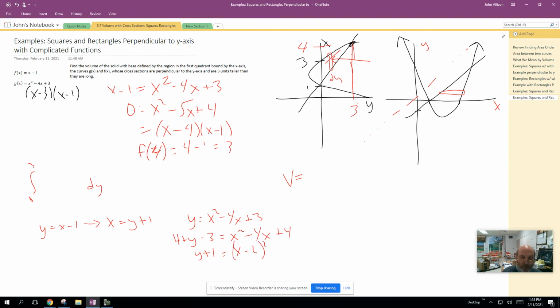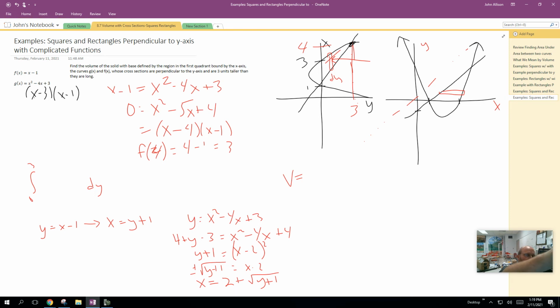Take the square root of that. I get plus or minus the square root of y plus 1 equals x minus 2. So that x equals 2 plus or minus square root of y plus 1. That is my x for my quadratic part, except because we got the top half of that curve, it's just going to be plus. I doubt you'll have to do one like this, but it's fun.